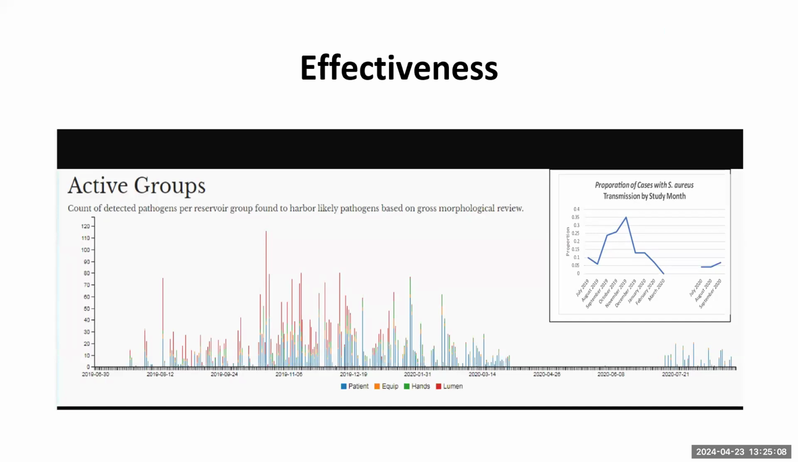And so what you see here in this particular figure, on the y-axis, you have counts of pathogens coming in through a particular reservoir, which is shown there in color. Patients are blue, the equipment is orange, provider hands are green, and red is the intravascular device. And you see time on the x-axis. So what this shows is that as Dr. Wall and his group were implementing, they were able to see a change in the counts of pathogens coming in and a change in the dynamics, what reservoirs were involved.